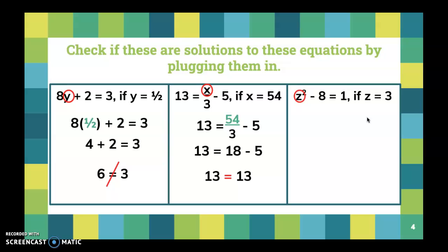Let's look at the next one. z squared minus 8 equals 1. If z equals 3, is 3 going to be a solution here? We're going to plug it in for z. So 3 to the second power minus 8 equals 1. Order of operations would say that I need to do my exponent first. So 3 times 3 is 9, and then I can subtract. 9 minus 8 is 1. So is 3 a solution for this equation? Yes, it is.